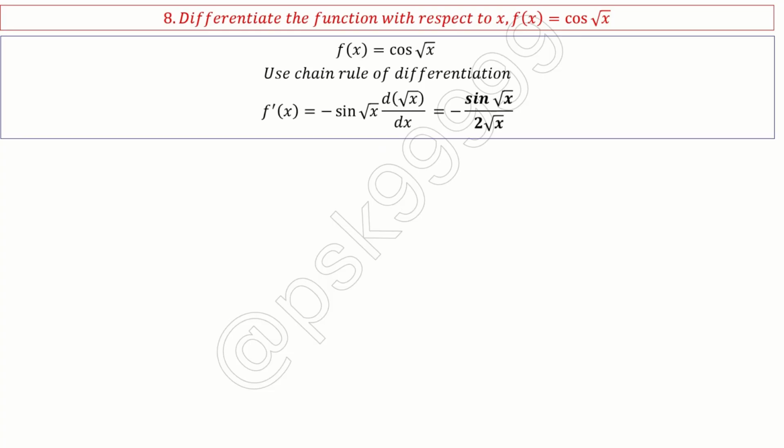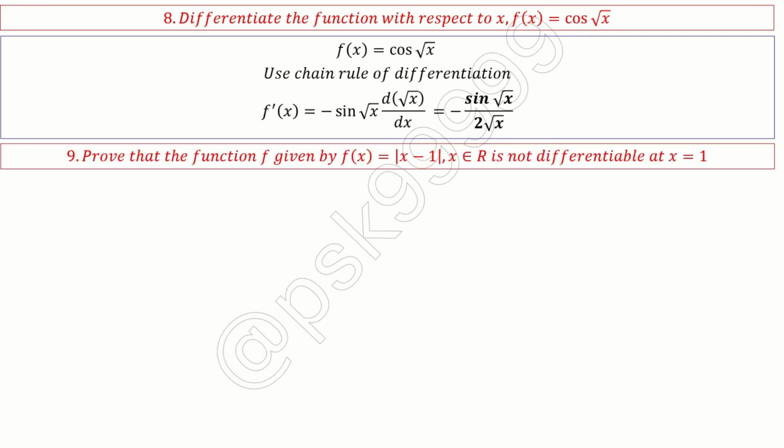I think you can do it very simply. Okay, next, prove that the function f of x equal to modulus of x minus 1, where x belongs to R, is not differentiable at x equal to 1. We know that modulus functions are not differentiable. Why? Because they come with sharp edges, correct? So modulus of x minus 1 is in the form of a V shape, and at the peak, the bottom is x equal to 1.